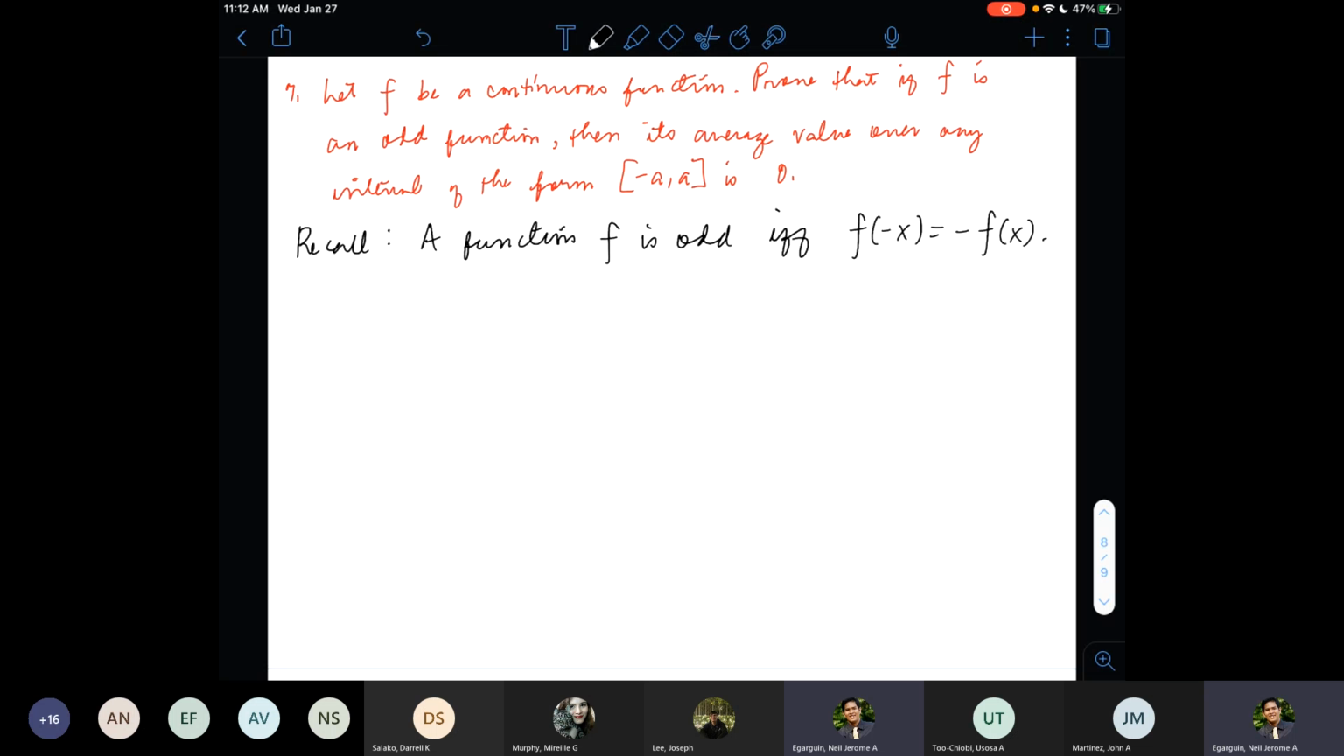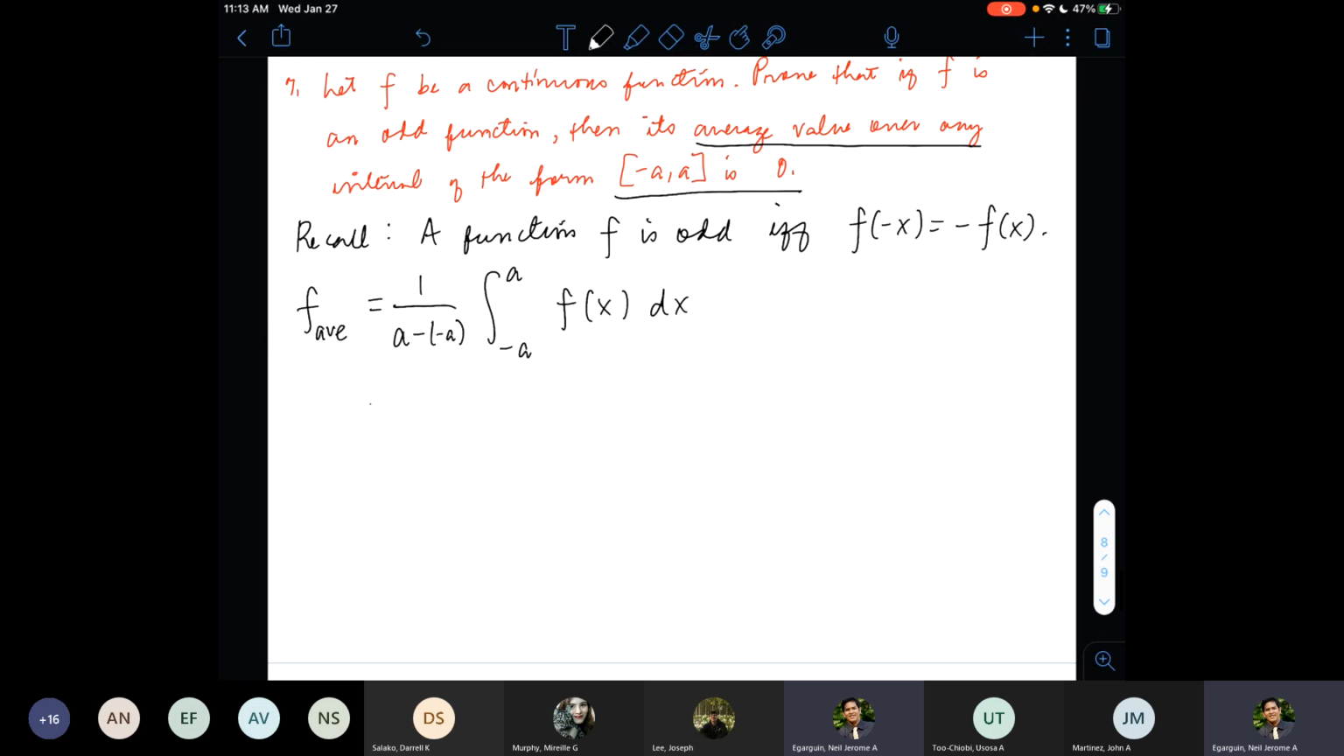And what do we want to prove? We want to prove that the average value over any interval of the form is 0. So the only way to prove it is to compute the average value and check if it is indeed equal to 0. So let's compute the average value of such a function. It's 1 over the length of the interval. The interval is from negative a to a, so the length would be a minus negative a, that's right bound minus left bound, times the integral from negative a to a of f of x dx, right? Formula for average value. And then we can manipulate this as 1 over 2a.